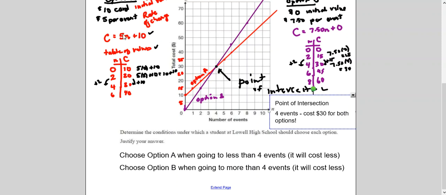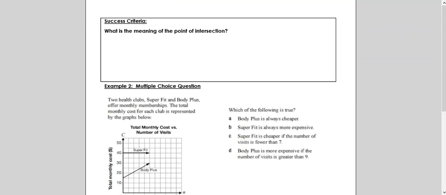I know my constant, I know my rate of change. I can make a graph, I can make a table. Now we're just building up a little bit bigger understanding of these things. All right. So what is the meaning of the point of intersection? Well, we just kind of summarized that.